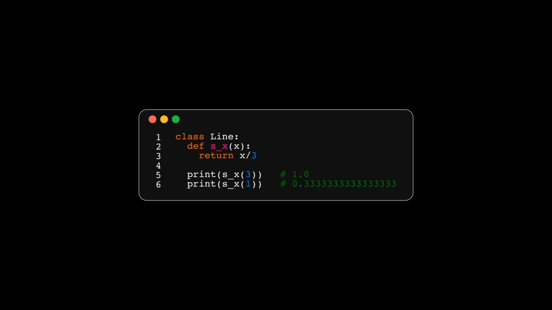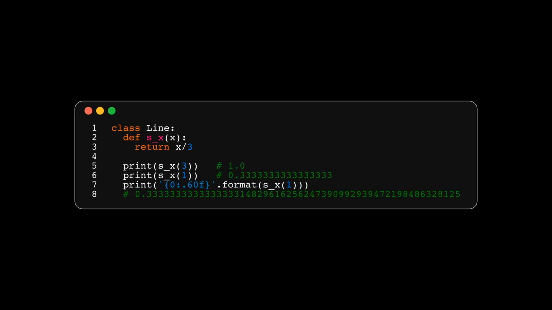So if we try to recover the line using these values, we'll get a line that is slightly different than the original secret line. We will try to print out a result for s of 1 with higher precision to see if we can get closer to our original secret line. Somehow, we start to see random numbers instead of a recurring sequence of 3s. Why is that? This is a consequence of how computers represent numbers under the hood, which are called floating point numbers.